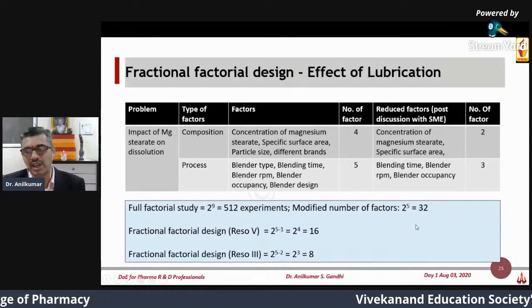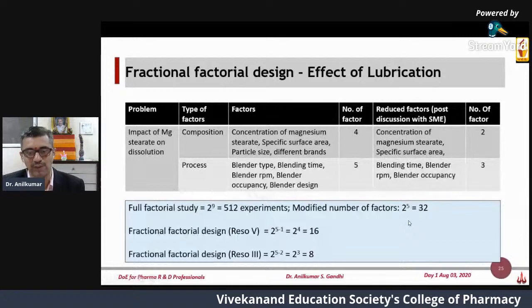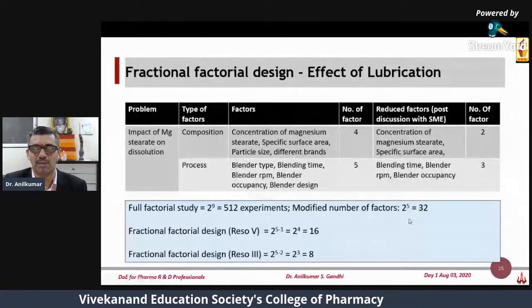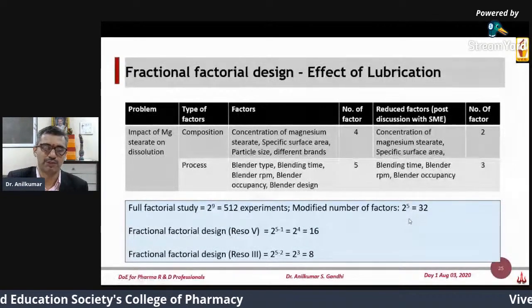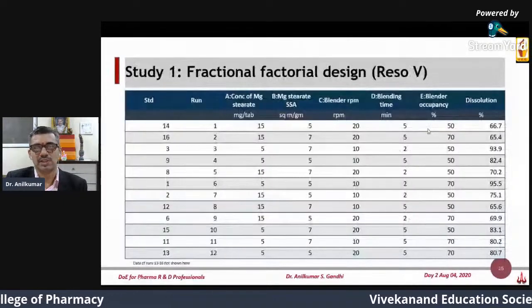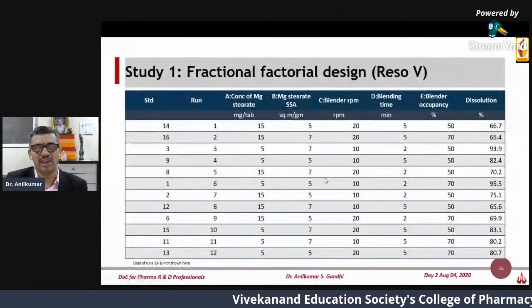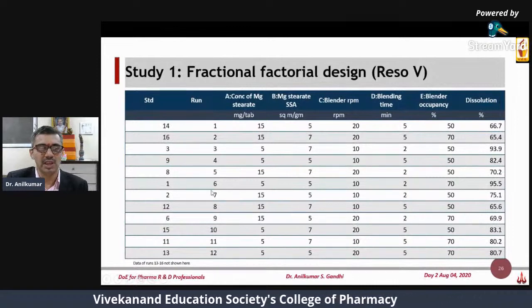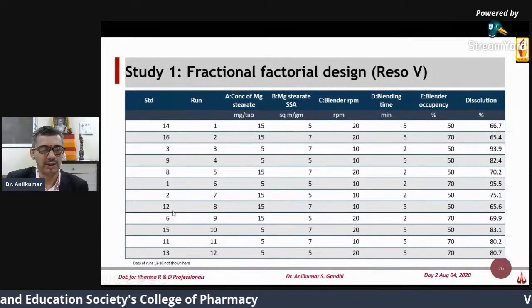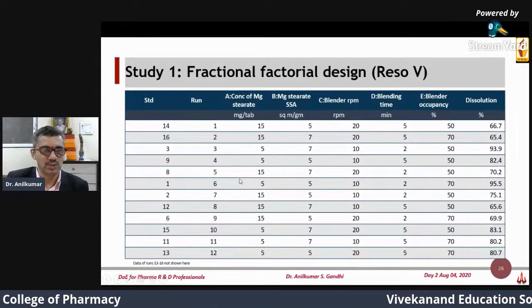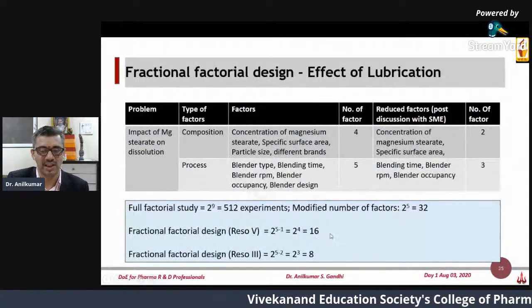And we will actually carry out these experiments, and we will compare the results to determine what happens when we use different types of designs. Okay, so this is the resolution 5 design, where you will see the number of runs, as we see here, just a minute, 16 experiments.